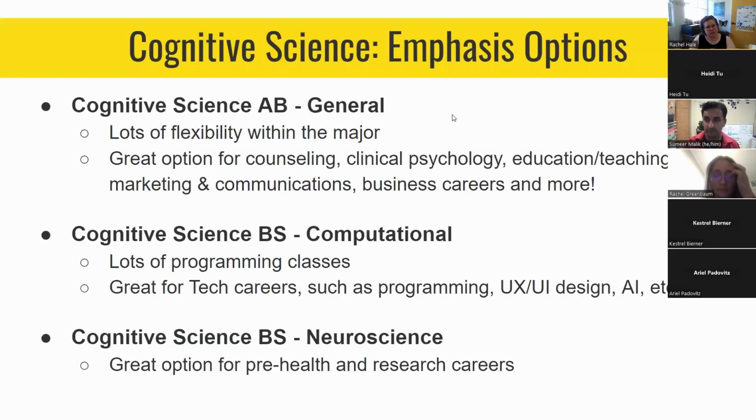Okay, so cognitive science has three different emphases. We have the general emphasis, so that's a Bachelor of Arts, which is a very flexible emphasis. There's great options for a lot of different jobs. The cognitive science BS computational has a lot of programming classes and computer science classes, and it's really good for tech careers. And then the cognitive science BS neuroscience is good for pre-health and research careers. It, of course, has a lot of science. So if you want to go into something medical related or healthcare related, that's a really good one for you.